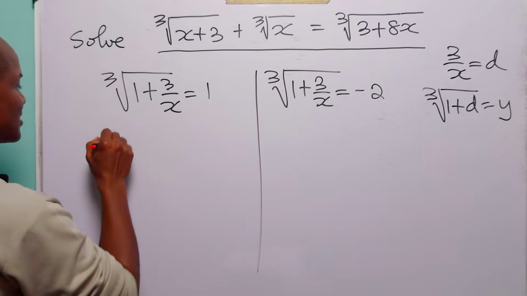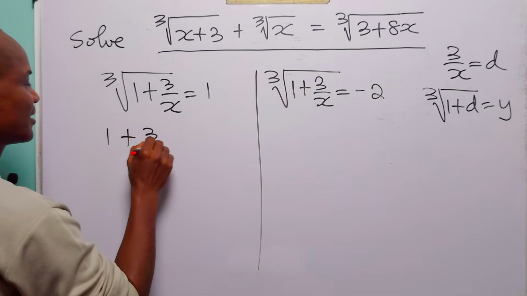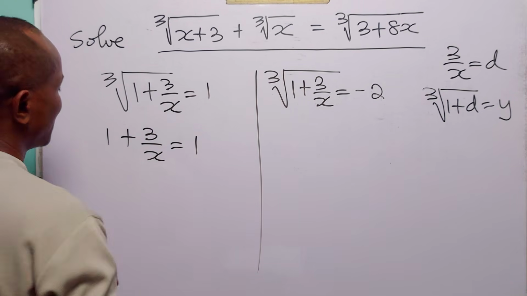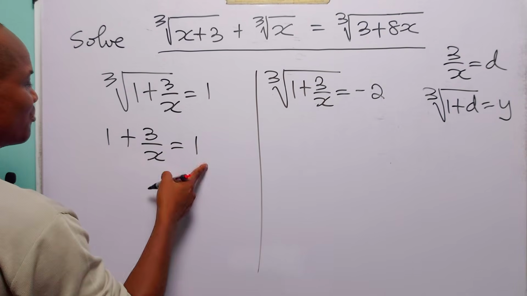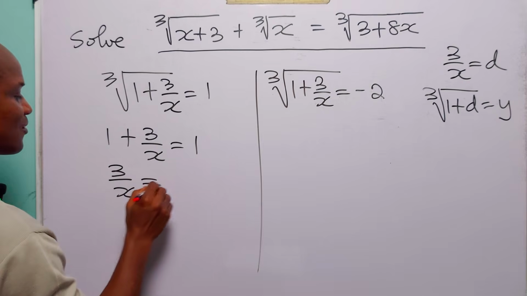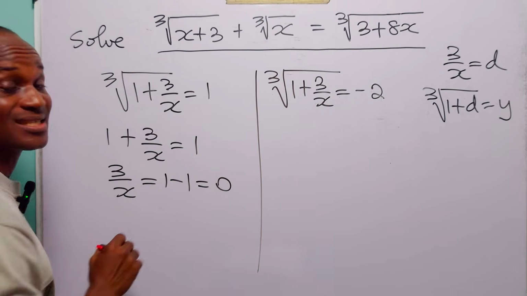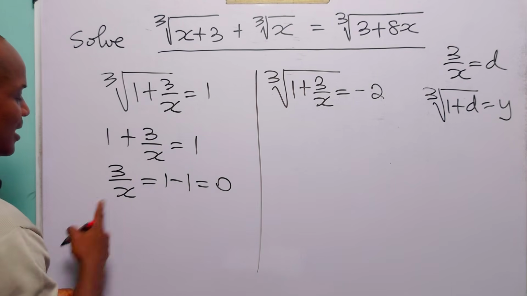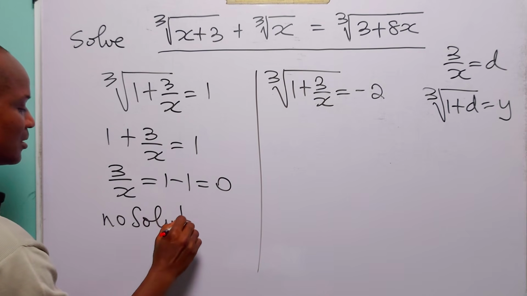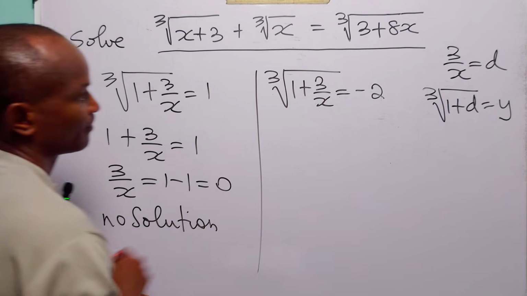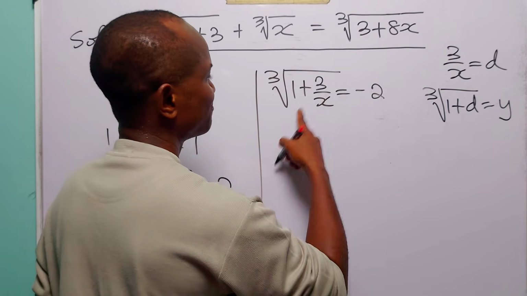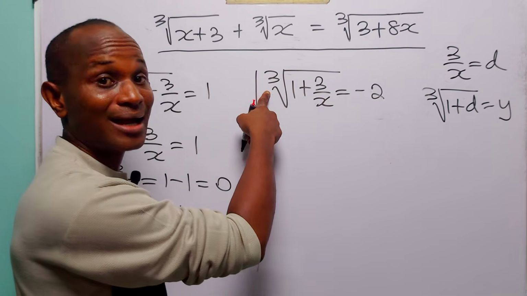Now, let us raise both sides of this equation to power 3. When we do that, we have that 1 plus 3 over x is equal to 1 cubed, which is 1. Now, subtracting 1 from both sides of this equation, we have that 3 over x is equal to 1 minus 1, which is equal to 0. Now, this equation has no solution.